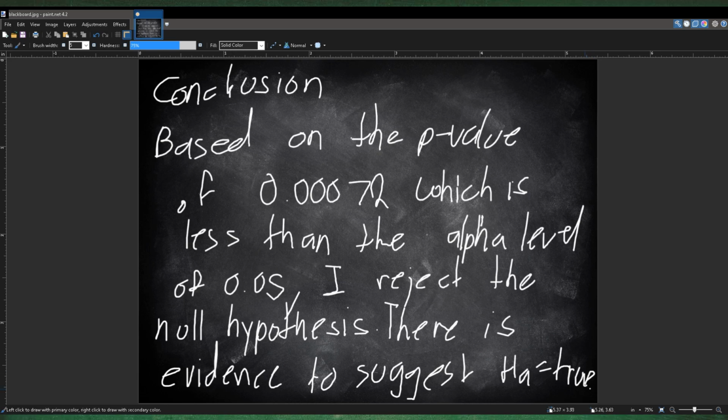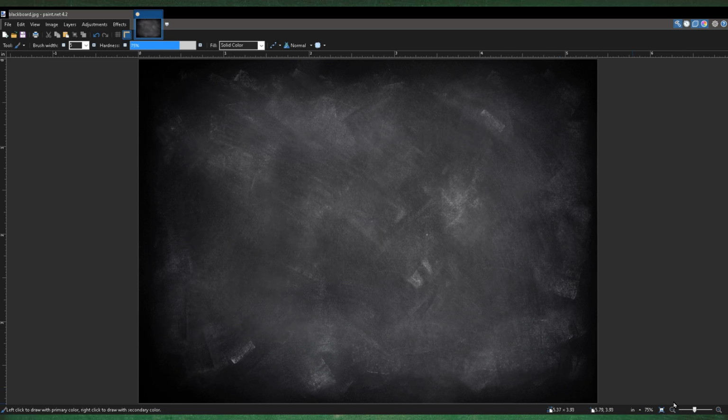You have to write this in context. So what I'll write is that based on my p-value of 0.00072, which is less than the alpha level of 0.05, I reject the null hypothesis that the student will pass the class. There's evidence to suggest the alternative hypothesis that the student would fail the class is true. So basically, write that in context.